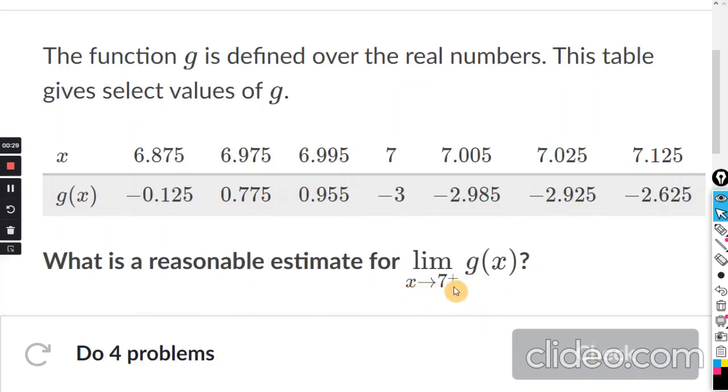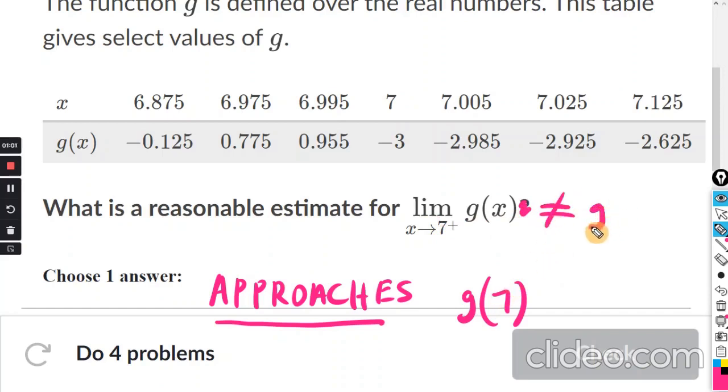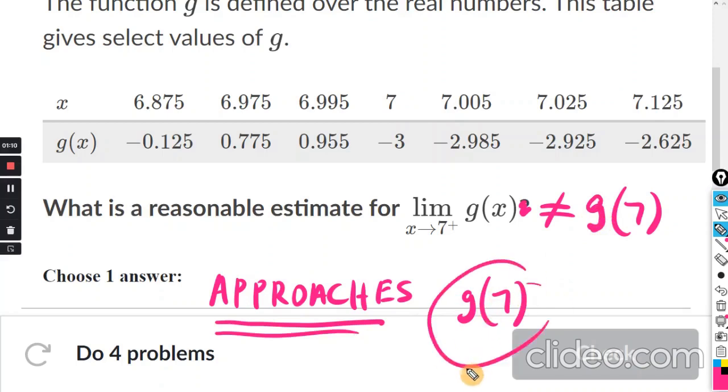Okay, so we're approaching 7 from the positive side. Let's take a look. Actually, before we go to the table, what we're trying to find is what g of x will be as x approaches 7. So we don't necessarily have to find g of 7. We're not necessarily going to evaluate the function at 7, because the limit of g of x as x approaches 7 does not necessarily equal g of 7. We are trying to see what the function approaches, not what it actually is at 7.